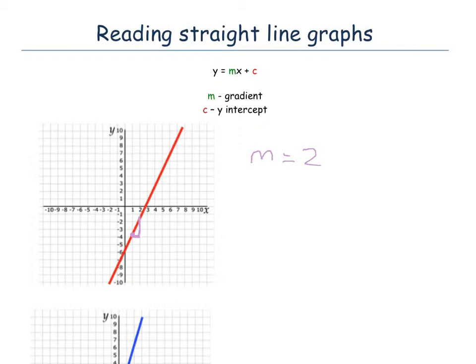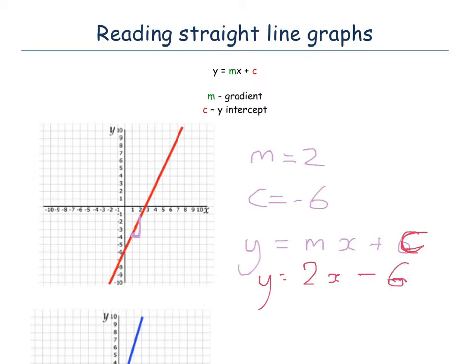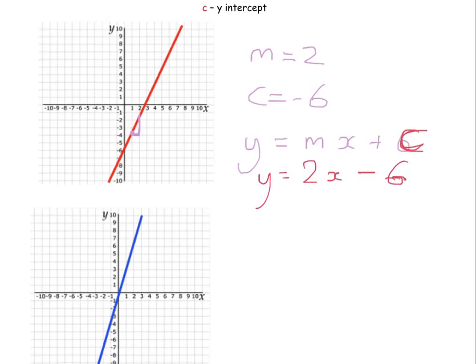The gradient is 2. The second thing we need to know is where does it cross the y-axis. If we look along the line, it crosses here at -6. So the c is -6. Now we know those two values, we can put them into the equation y equals mx plus c. Where the m is, we're going to put our gradient, which is 2. And where the c is, rather than putting 6, we're going to put -6 because it crosses at -6.